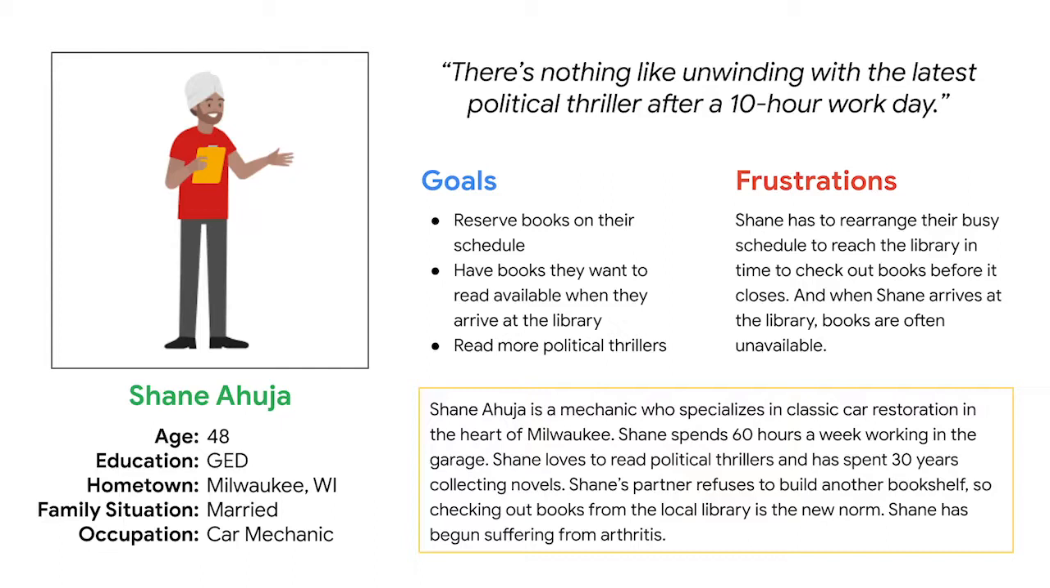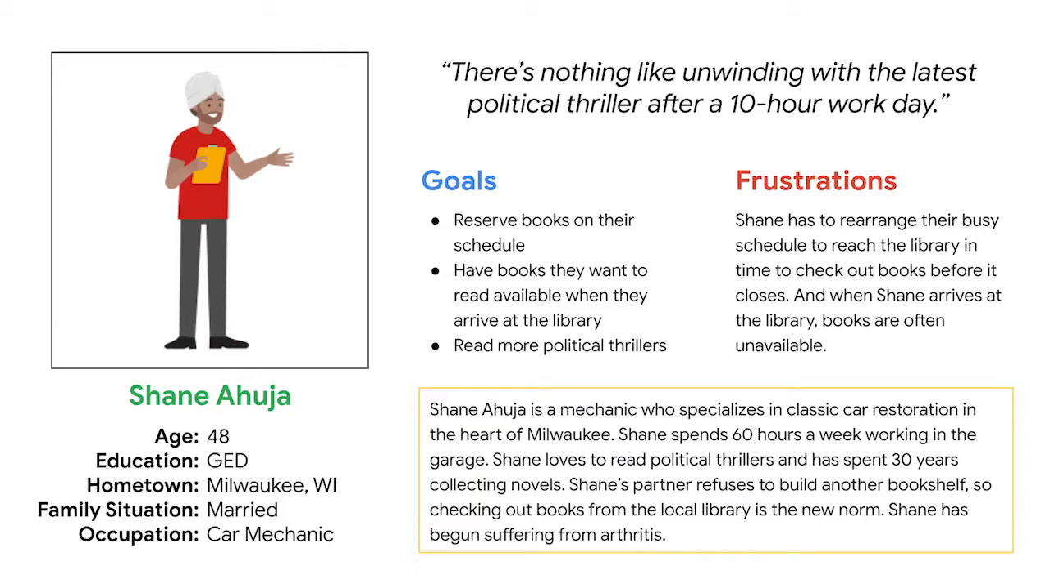Shane's persona will be created from a combination of interviews I conducted with different potential users of the library website. When you interview users, take note of the times when several users state the same specific pain point, motivation, or need. You'll use this information to build a persona that is representative of the group of users you interviewed. So for my persona, I'll say Shane is 48 years old. They have a GED and live in Milwaukee, Wisconsin. They're married and work as a car mechanic.